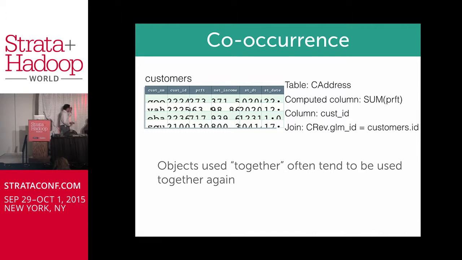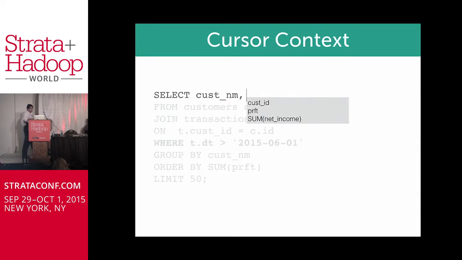Co-occurrence. In many cases, as we are building out the query, we are trying to look for what are the computed columns, what are the other tables that I can join with, and co-occurrence is an important measure there. Has the customers table been joined with C address a lot of times? And if so, that becomes a relevant candidate. Similarly, a computed column such as profit, if it happens to be co-occurring in queries with the customers table, whenever the customers table has been mentioned, that's an important criterion. Join, and so on and so forth. So objects used together often tend to be used together again. That is the hypothesis. We use this to improve the recommendation quality.